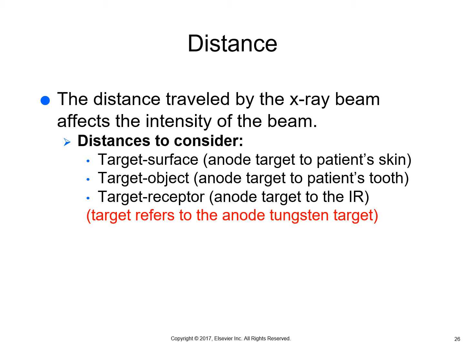So target to surface distance is from that anode target in the tube to my patient's skin, the outer surface of their face. Target to object is the anode target to the object that we're trying to image, which would then be the tooth. And target to receptor is anode target to the actual image receptor, be it film, sensor, PSP plate, whatever you're using to record your image. So take a look at that picture and familiarize yourself with that, and just remember, target's always inside the tube, surface is the skin, object is the actual tooth, and the receptor is the film or sensor.